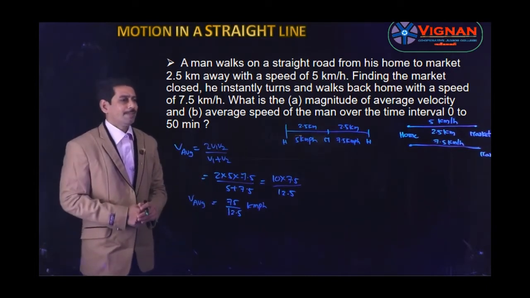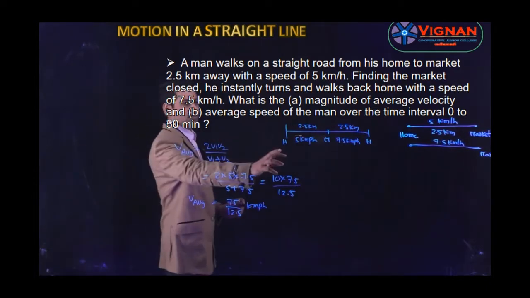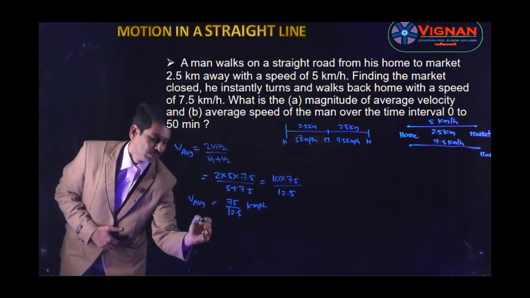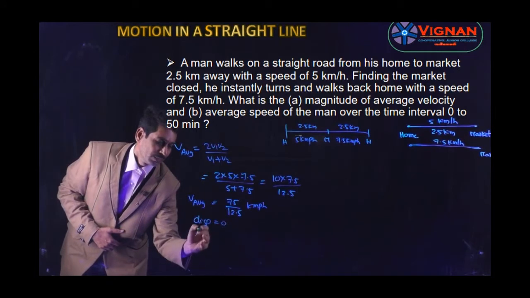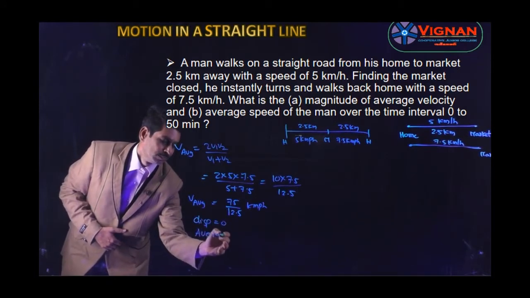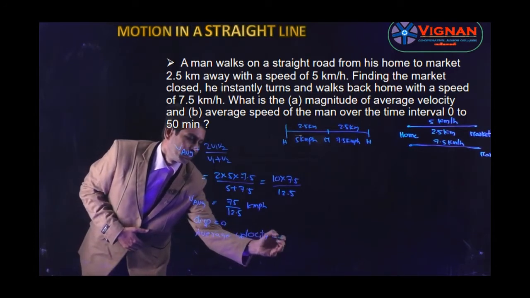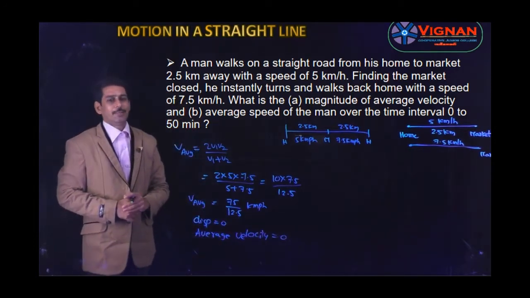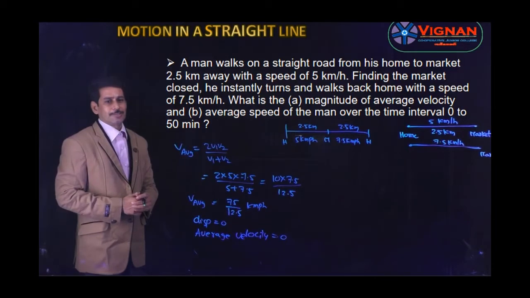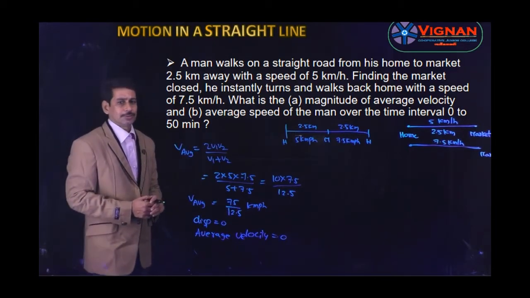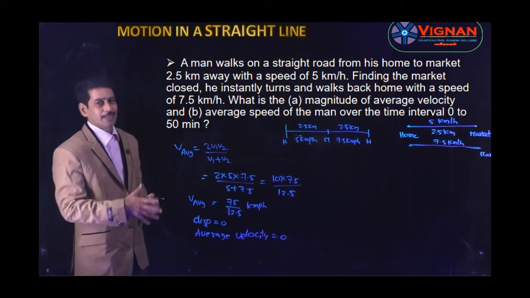And coming to the average velocity, he starts from home and again came back home, so the displacement is 0. So the average velocity is 0. Because the initial point is home and the final point is home, the displacement is 0, so the average velocity is 0.